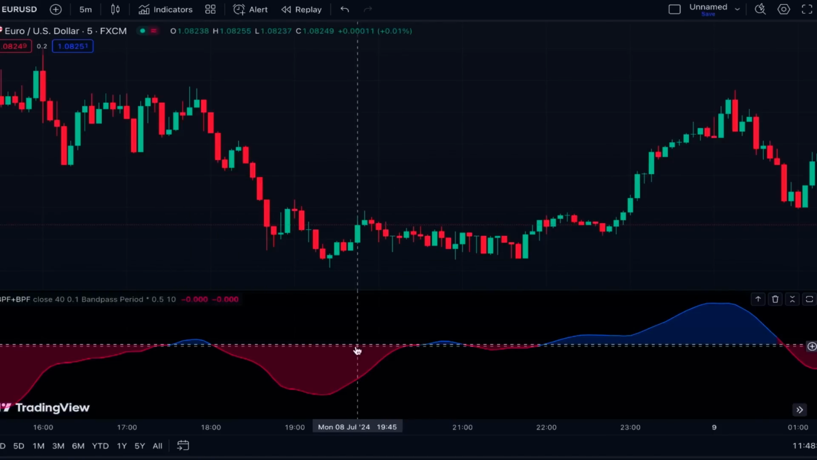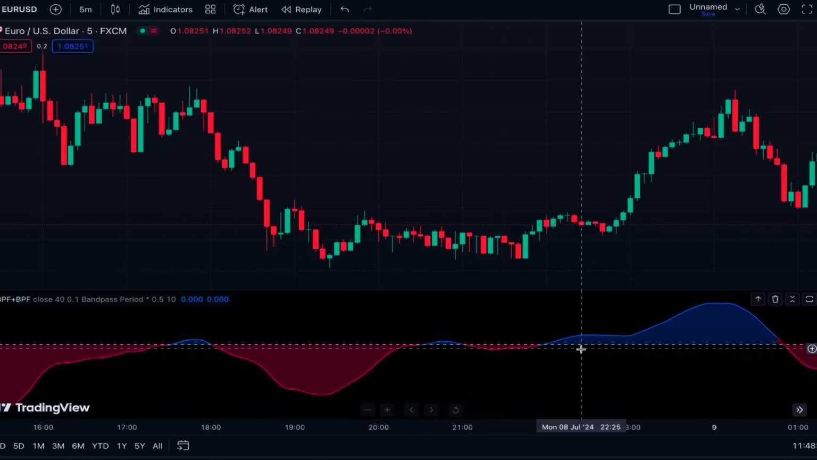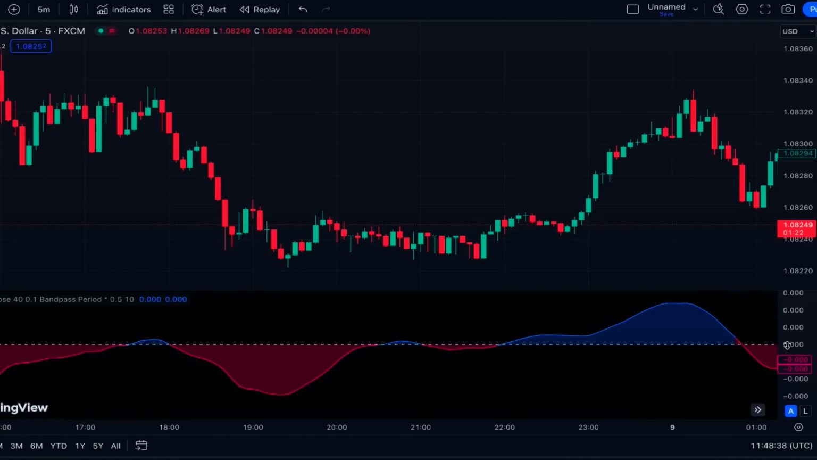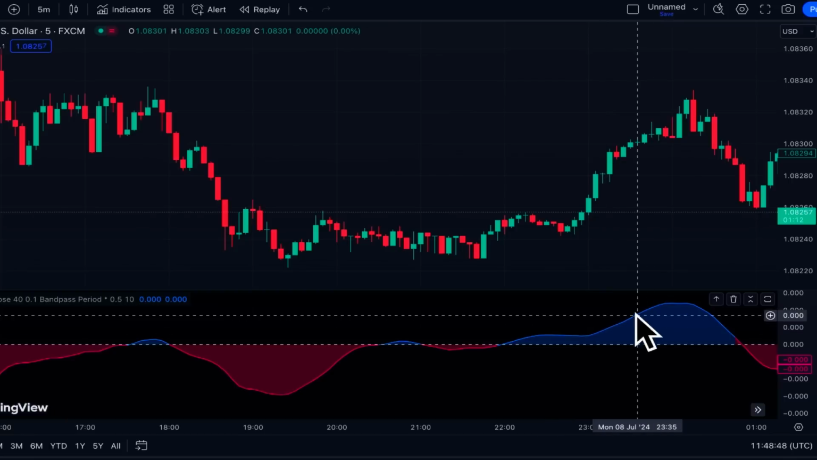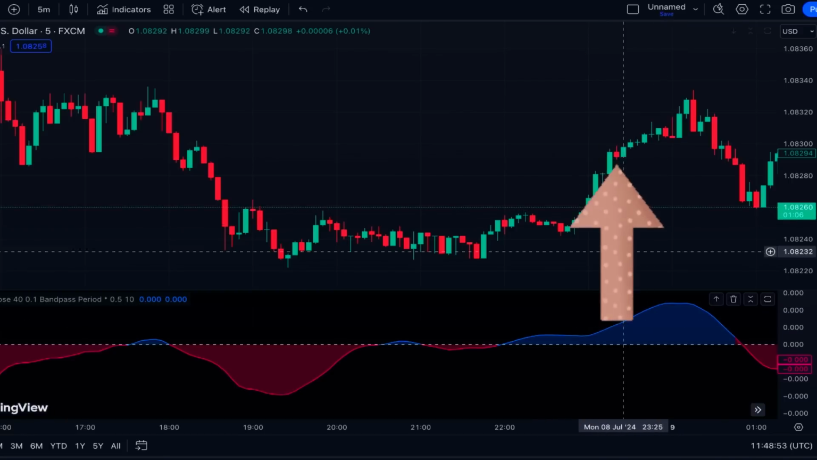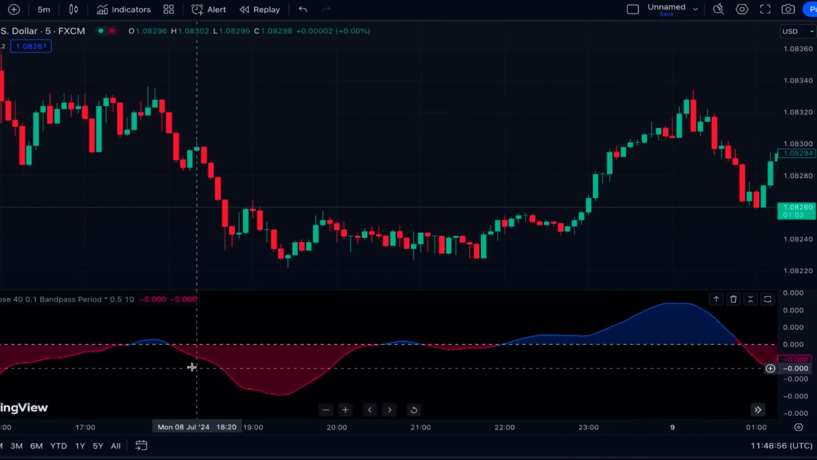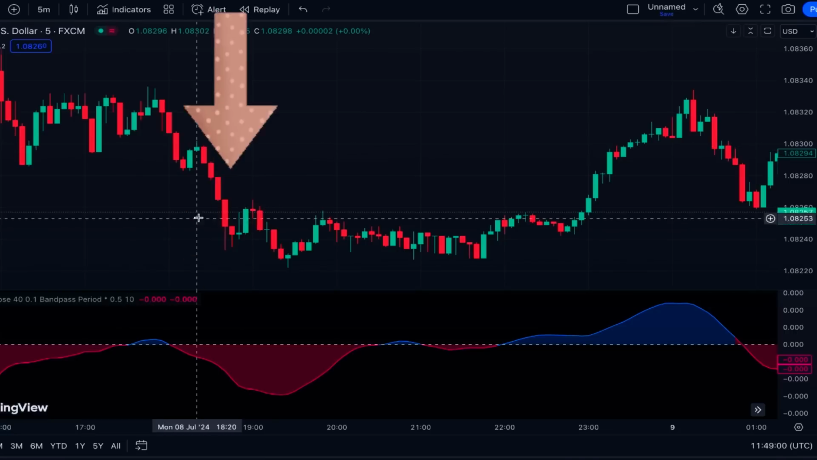As you can see, it's similar to other oscillators. We have a center line here which is 0, and the indicator is moving above and below the center line. When above the center line, it is blue and it shows advancing of the price, and when below the center line, it is red and it shows declining of the price.